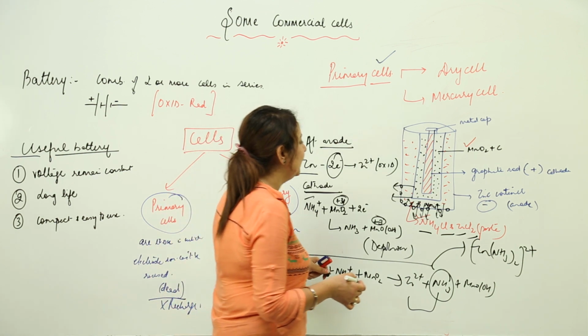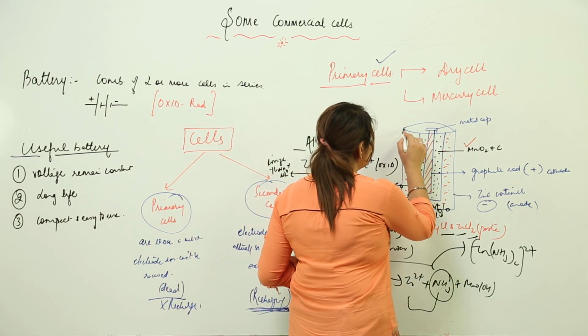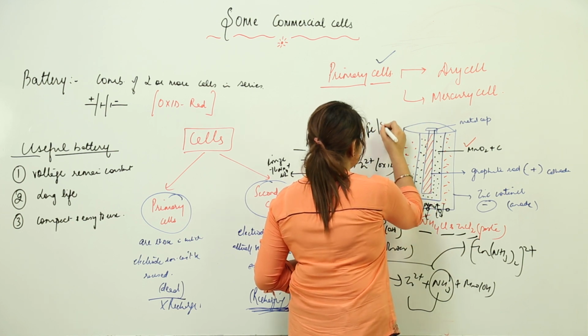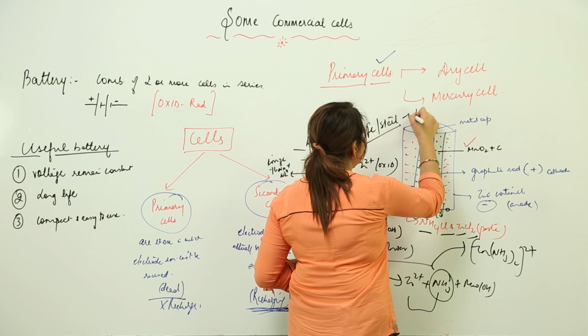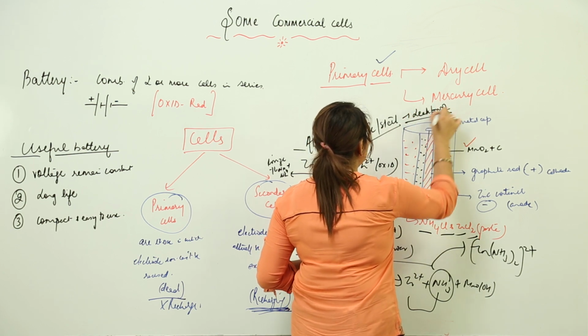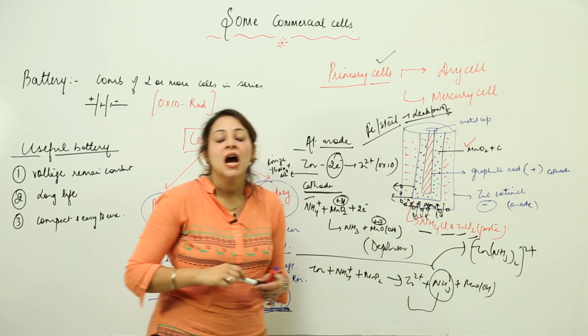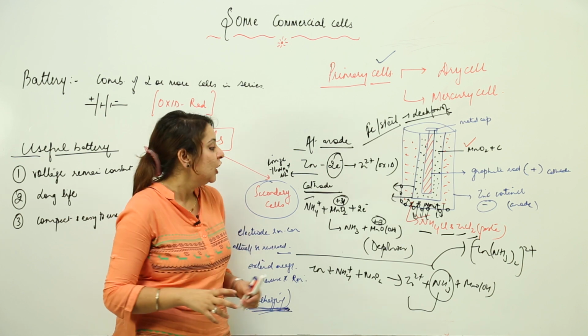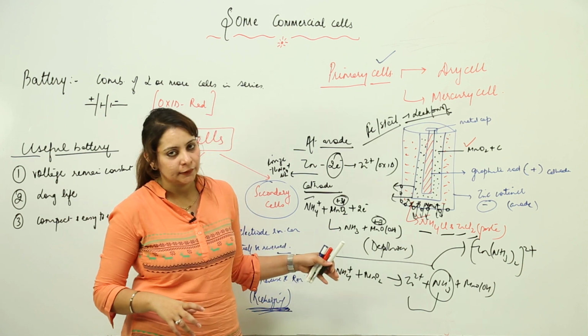So in order to avoid that, what we do is we provide a lining of iron or steel just to make the cell leak proof. If you want to make the cell leak proof, you need to cover it with the iron or steel lining so that there is not any leakage from the cell. So this is the dry cell.